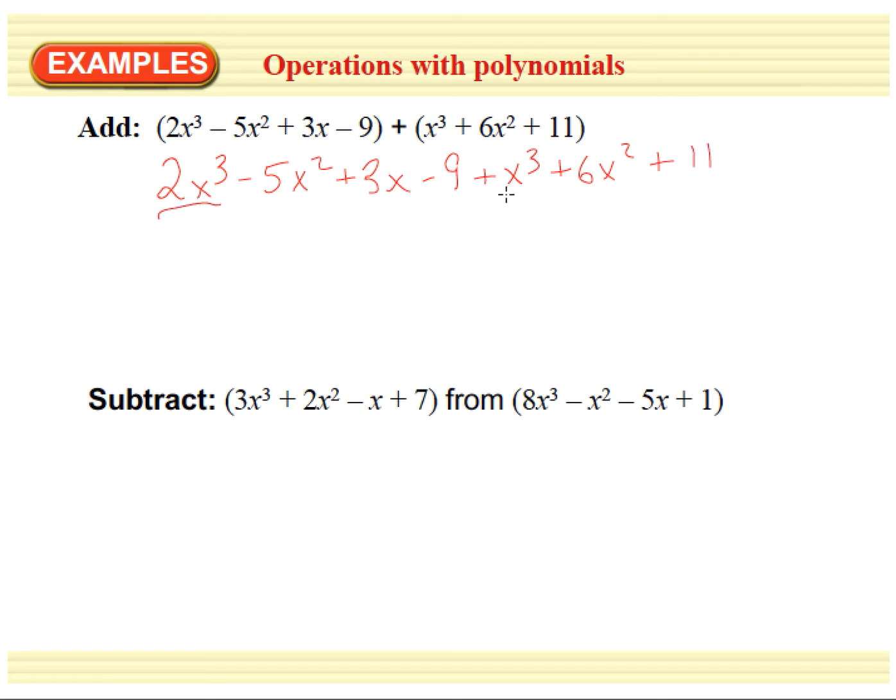So we got 2x cubed plus 1x cubed, 3x cubed, 5x squared plus 6x squared, so plus x squared, plus 3x, plus 2. This one down here is saying subtract this first term from the second term. So the second term actually gets written first.